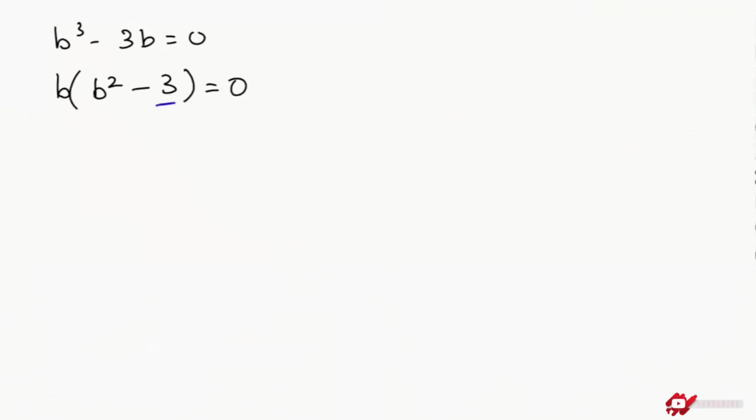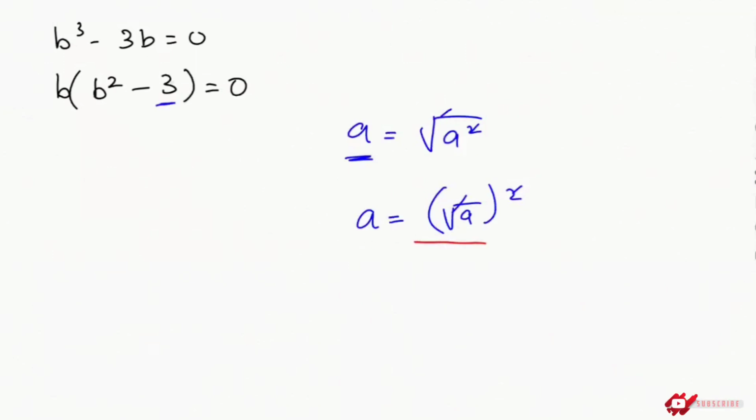Now in replacement of 3, I will write a is equal to root a square. So this and this get cancelled, so I will get the same a value. So same as here, I can write this a is equal to root of a, and whole to the power of 2. So here this and this get cancelled. So I will use this way to write 3 in this form. So b square minus root 3 whole to the power of 2 is equal to 0.